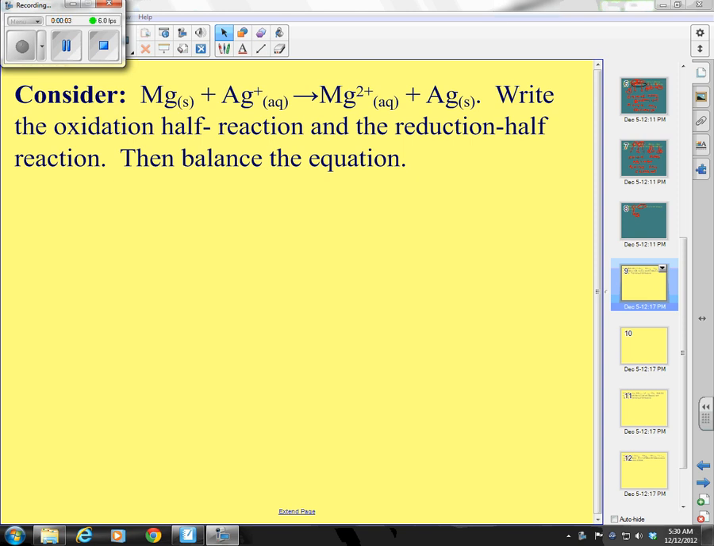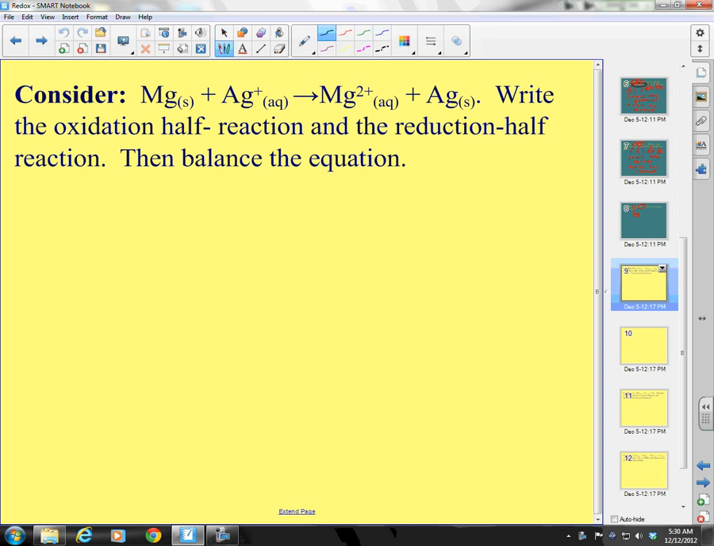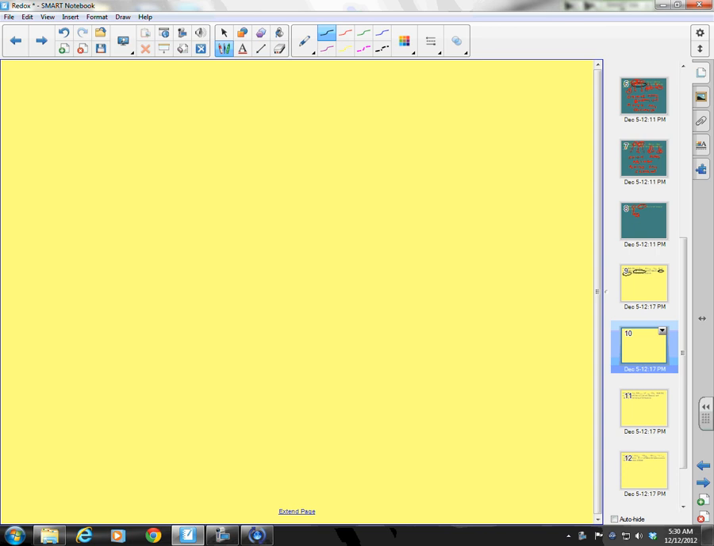Well, hello, ladies and gentlemen, and we are in the midst of our discussion on redox. And let us jump in right here. Consider magnesium and the silver cation reacting, forming magnesium cation and silver, right? The oxidation half reaction and the reduction half reaction. Okay, looks like there are some new terms here that we need to discover.